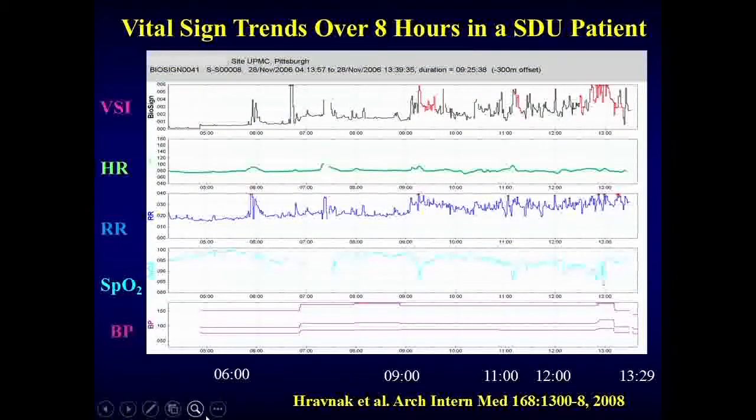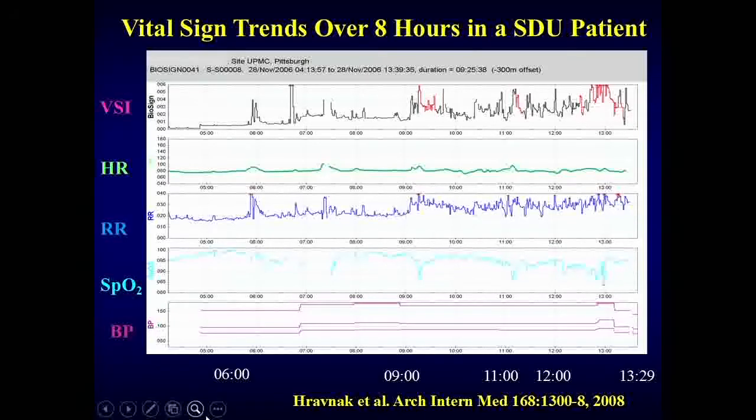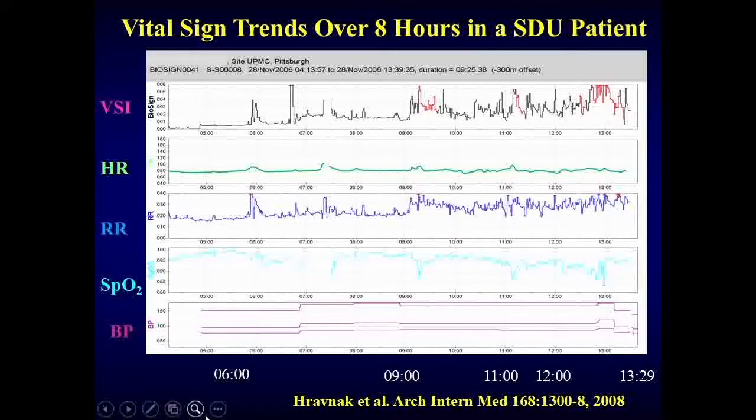This is an example of one of our patients in which the nurses could not see this vital sign index, VSI, on the top, and you can see over a period of about 8 hours the heart rate, respiratory rate, SpO2, and blood pressure whenever it was measured. And the references for everything I'm showing are listed below it.